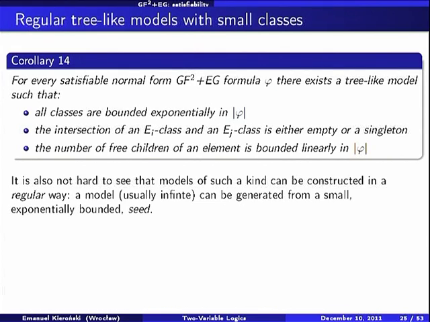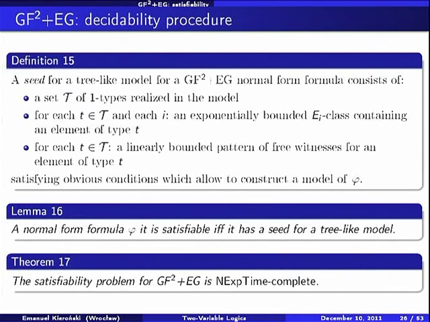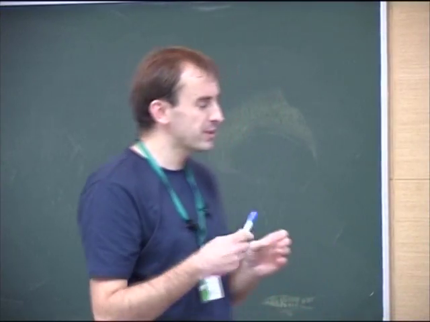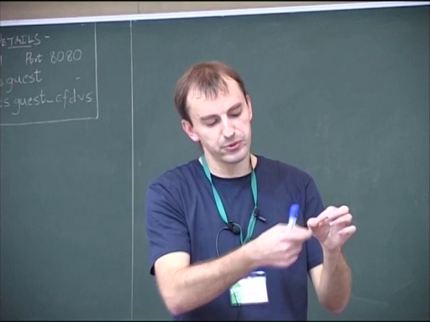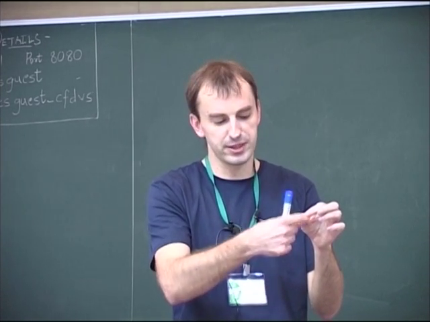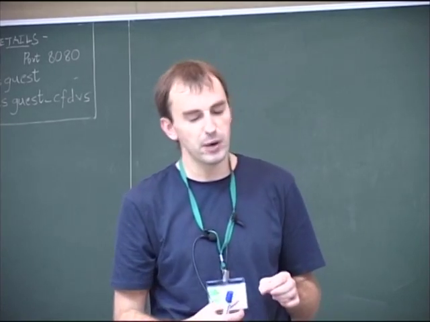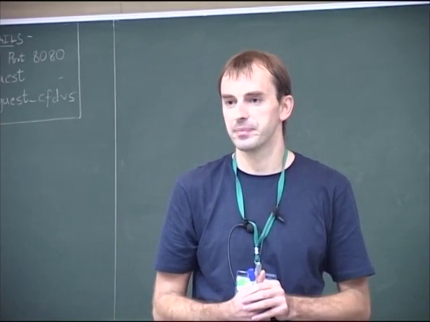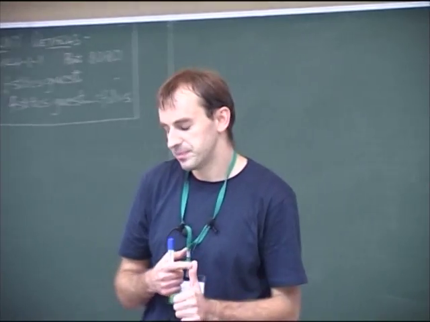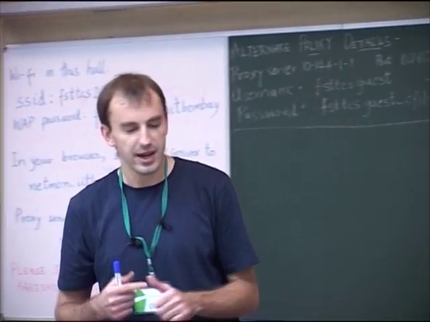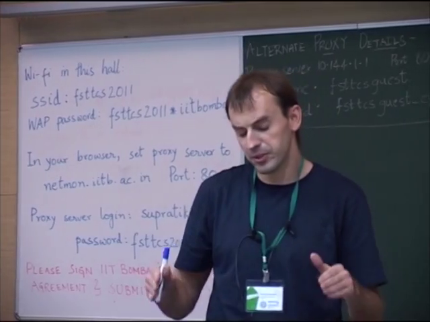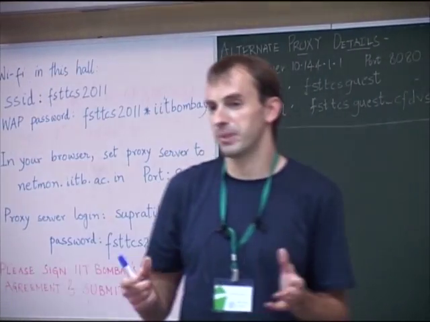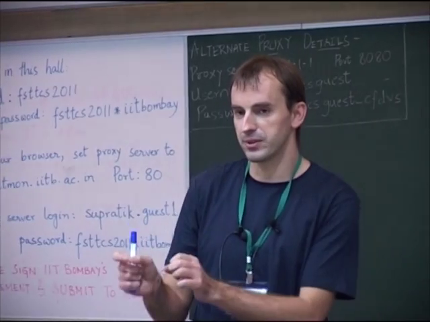What I mean by a regular way, we may define a seed for a model. What is a seed? It is just a set of one types which are going to be realized in this model. And for each one type, a pattern which says how to construct E1 class for this type, how to construct E2 class for this class, and how to construct three witnesses for this class. So for each one type, we in fact need only exponentially bounded information. Classes and three witnesses.